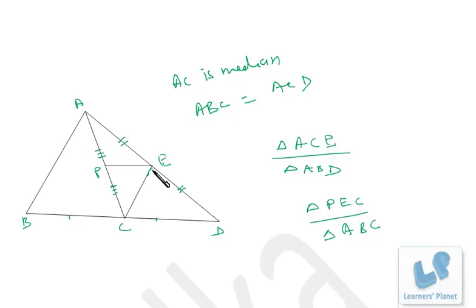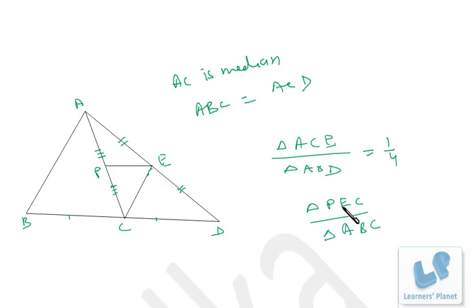That means CE will also divide this triangle ACD into two triangles of equal area. That means CED is equal to CEA, right? So CEA will be half of ACD, isn't it? So precisely it will be 1/4 of the entire triangle. So this ratio is what? 1/4. Okay?